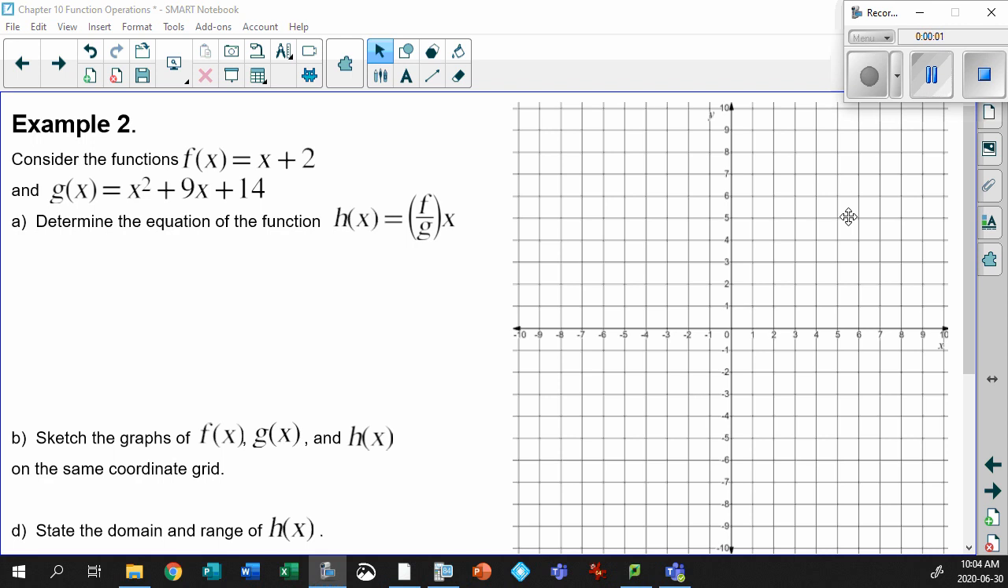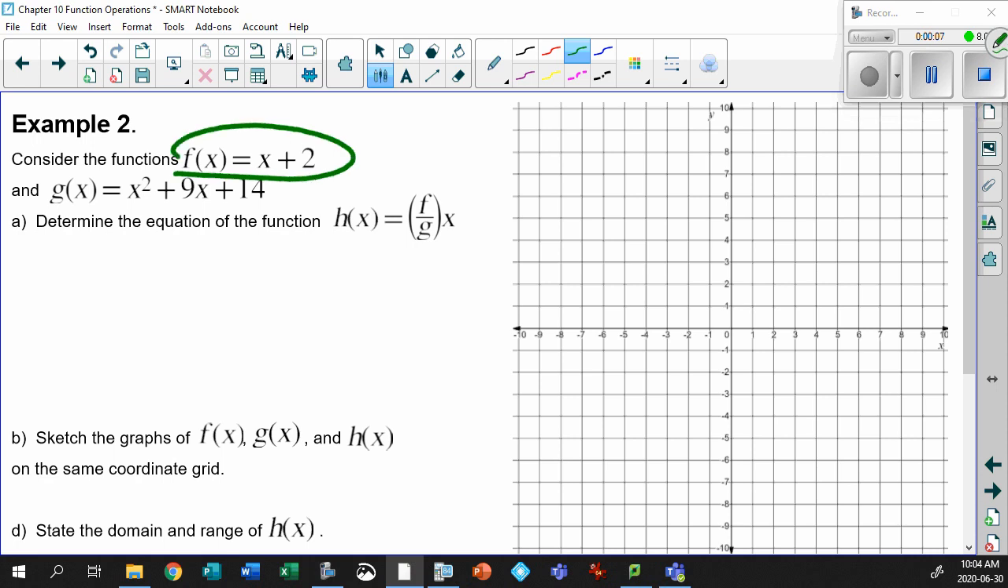We did a multiplication. It's only natural. Got to do a division, right? Okay, so here's two new functions, this guy and this guy. And it's asking you just to straight out divide them. Yeah, no problem. All right, so let's take f of x, which is x plus 2.